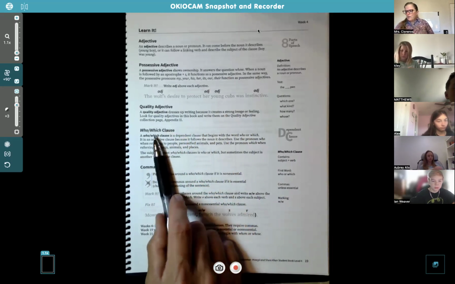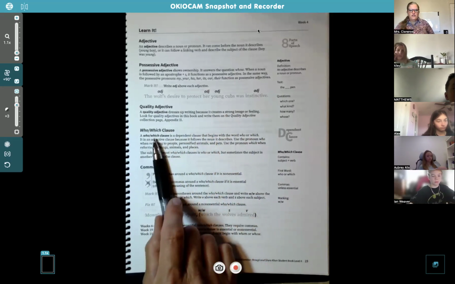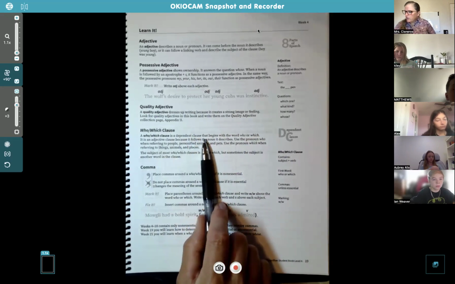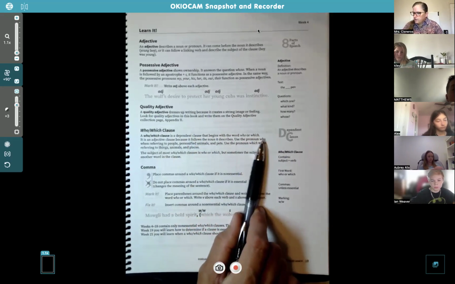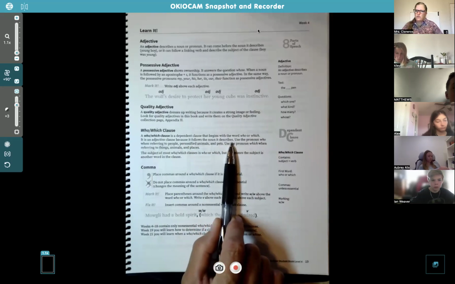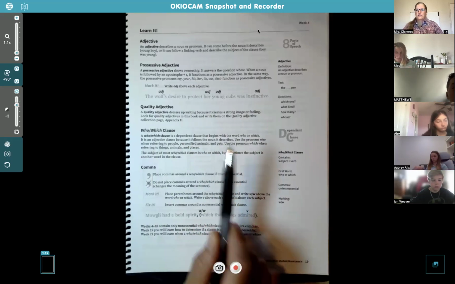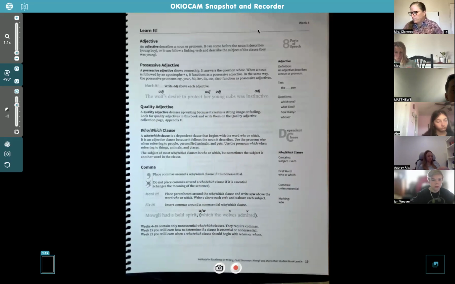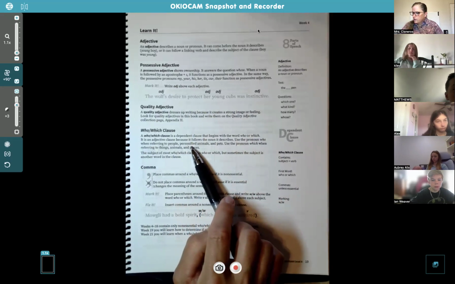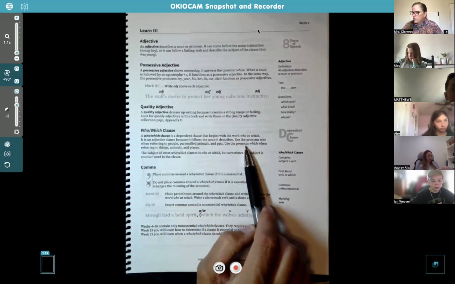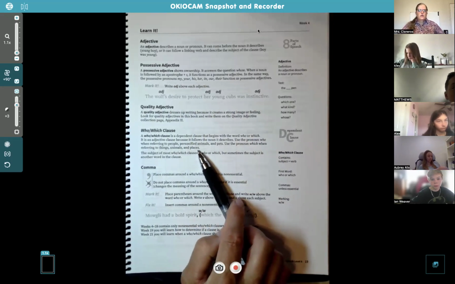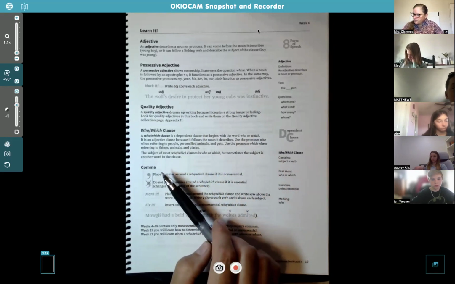Okay. And then the who, which clause, you're familiar with that. That's already on your checklist. It's a dependent clause that begins with the word who or which. It is an adjective clause because it follows the noun that it describes. So the whole thing is telling about the noun before. Use the pronoun who when referring to people, personified animals, and pets. Use the pronoun which when referring to things, animals, and places.